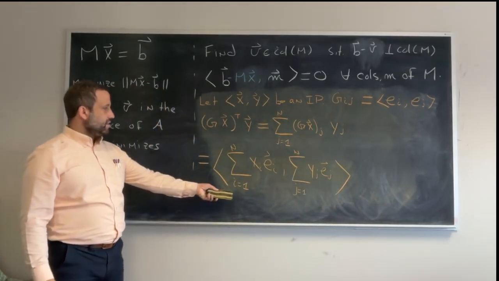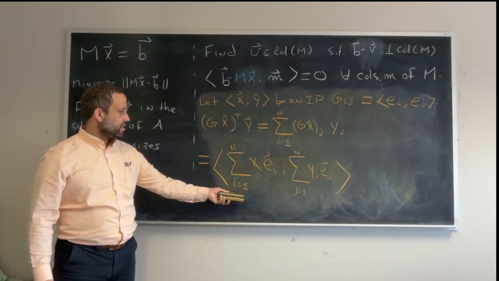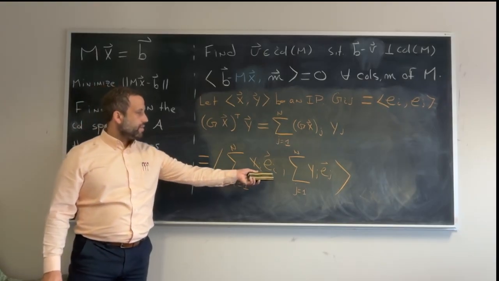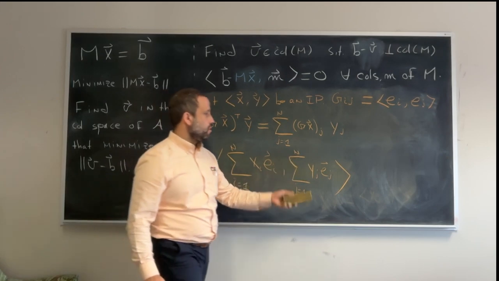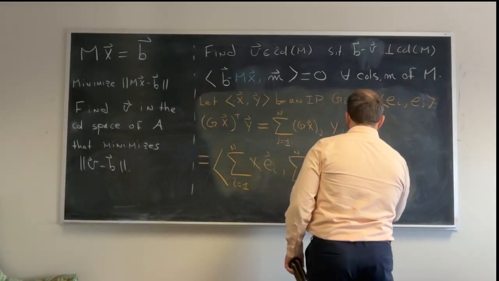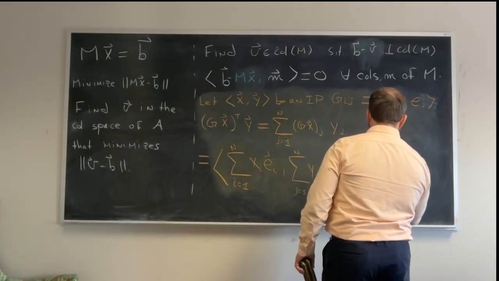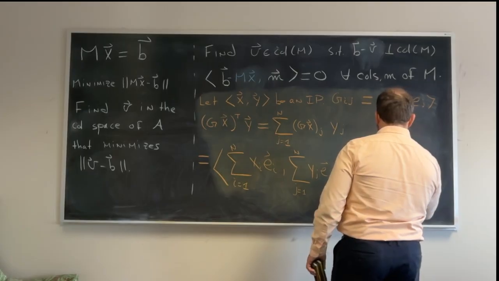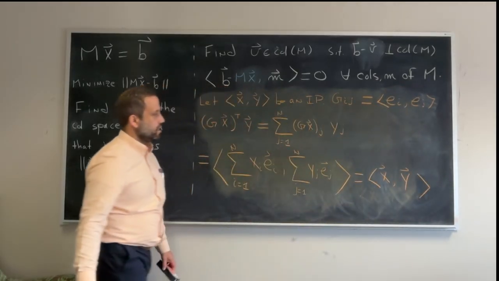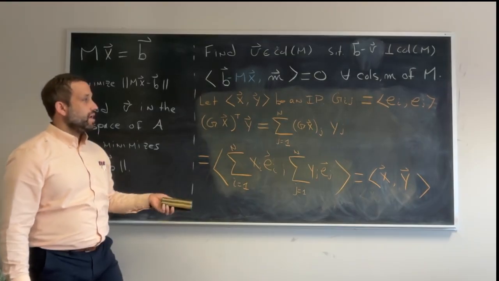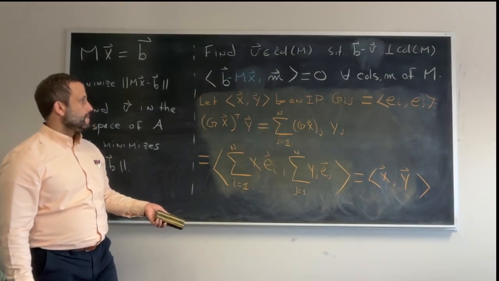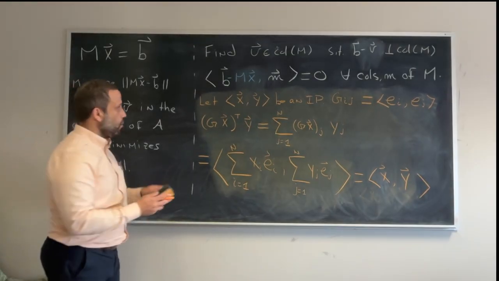But all this is just writing x. Like this is just expanding x in the standard basis. So this component here is x and this component here is y. And so this is equal to the inner product of x and y. Where again, remember the inner product here is the inner product that we're given, not the standard inner product. Okay, so that proves what I want to prove.